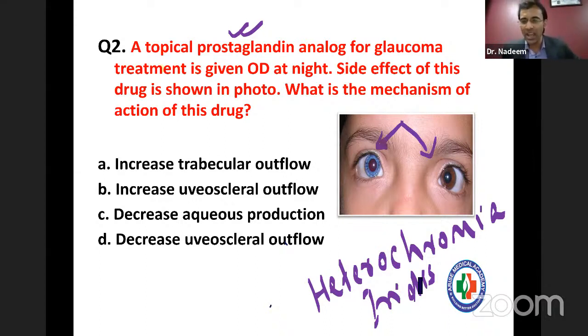So what is happening here? After using a drug for glaucoma, my patient is having different color in both irises. This is called heterochromia iridis. On the basis of this photo, I have concluded that the side effect of the drug is heterochromia iridis, and the drug is an anti-glaucoma drug. I hope you remember that for glaucoma we are using even miotics. We are using carbonic anhydrase inhibitors.